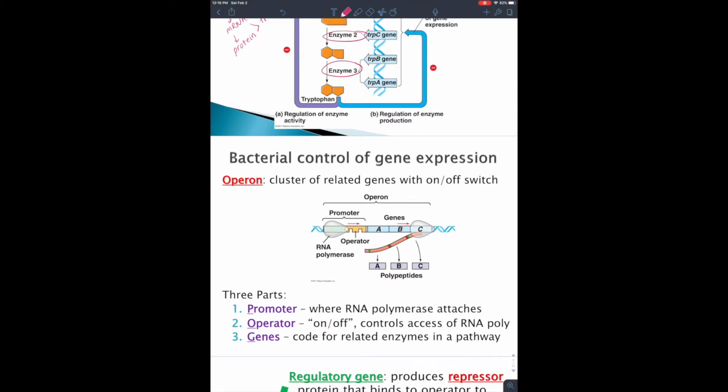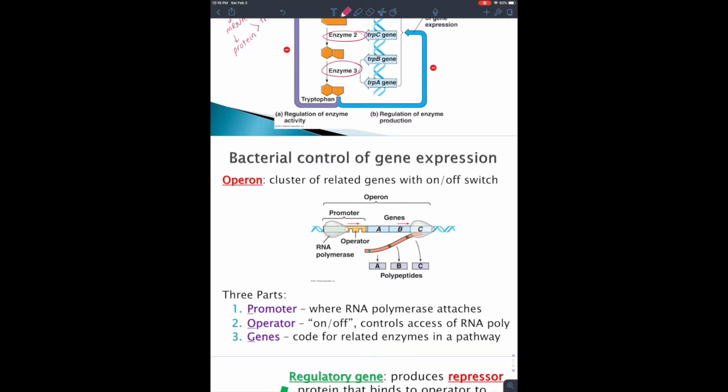Now, let's talk about operons. So an operon is a cluster of genes that are related to each other, and they contain an on and an off switch. So when we talk about pathway enzymes, pathways are all related to each other. So when I talk about the cell respiration, that is a pathway, and all of those steps are dependent on each other. So there is a series of switches that are occurring.